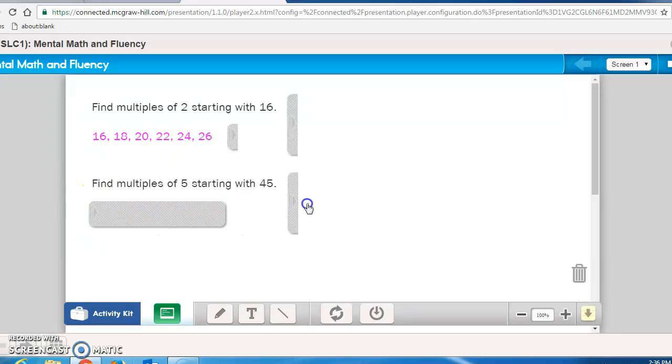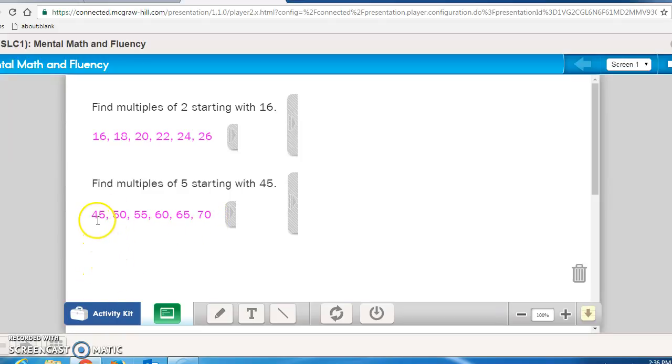So now let's find multiples of 5, starting with 45. So my first number should be 45, and I'm going up by 5. So 45, 50, 55, 60, 65, 70.